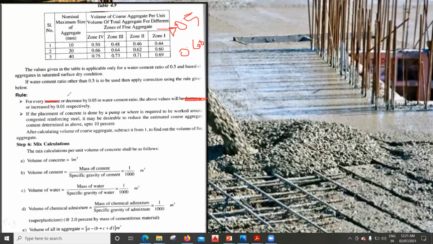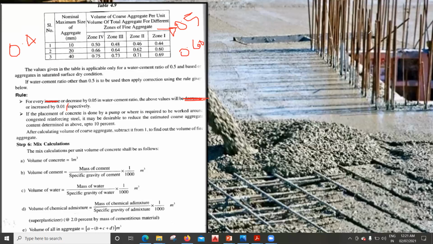Now let us say for our case, the water cement ratio we have is 0.4, isn't it? That means 0.4 is less than 0.5. Now you understand that it is for every decrease. From 0.5, my value has gone to 0.4. That means it has decreased. For every decrease of water cement ratio of 0.05, the above values, whatever we get from here, you have to increase by 0.01 respectively. I hope this much is clear.